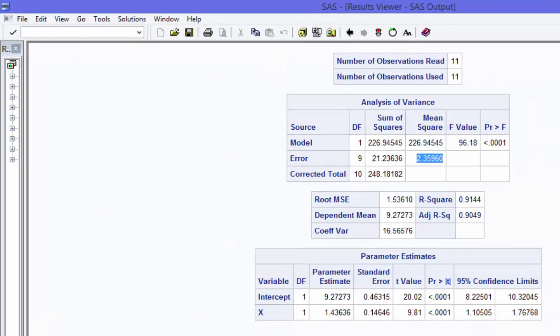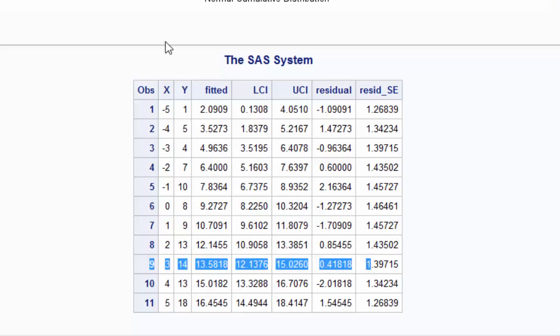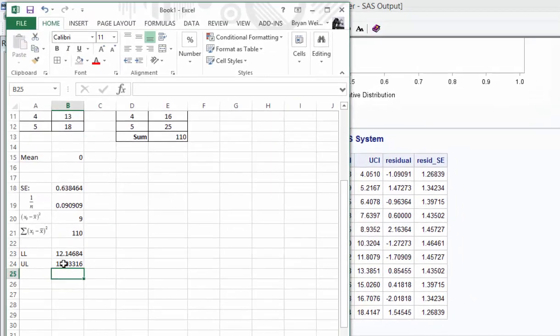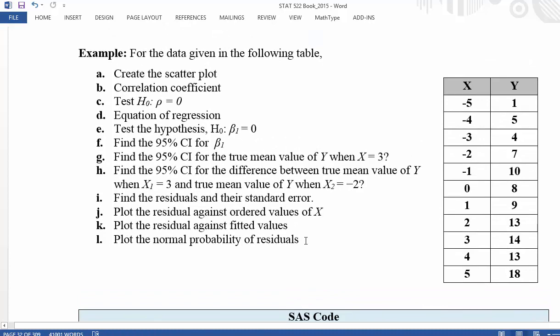Now if we go in SAS, we ran that big chunk of code. If you go to the line where we have 13, you'll see here that the lower bound and upper bound in our confidence interval when x equals 3 is 12.137, which is about 12.14, and 15.026, or about 15.03, and that matches the work here. So that is good.